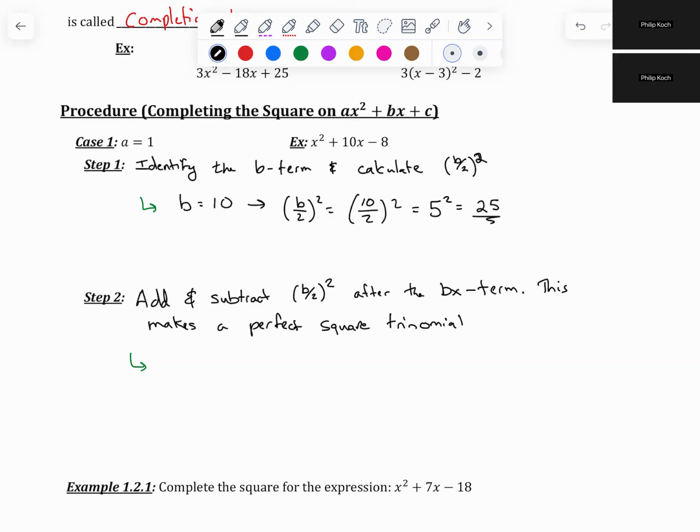So we've got this x squared plus 10x minus 8. We're going to add and subtract 25 right after the 10x. So x squared plus 10x plus 25 minus 25. And then stop on your minus 8 and don't forget it.